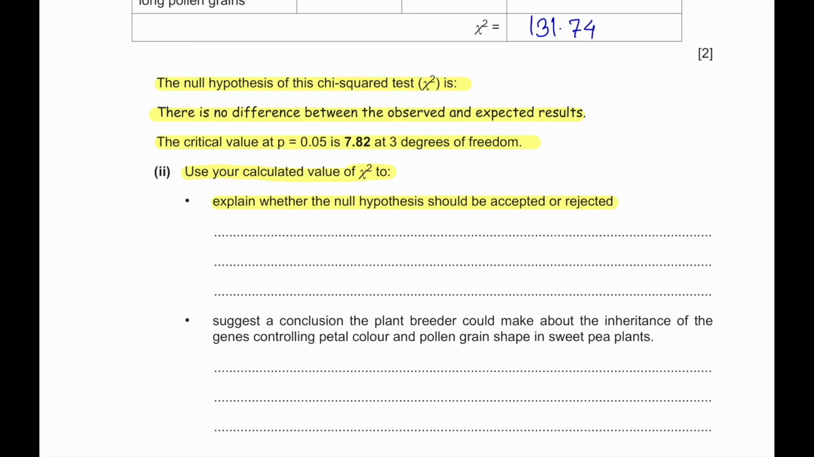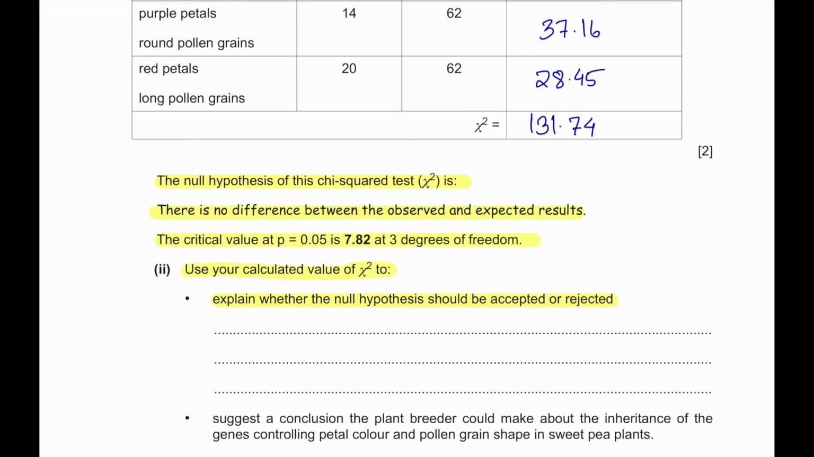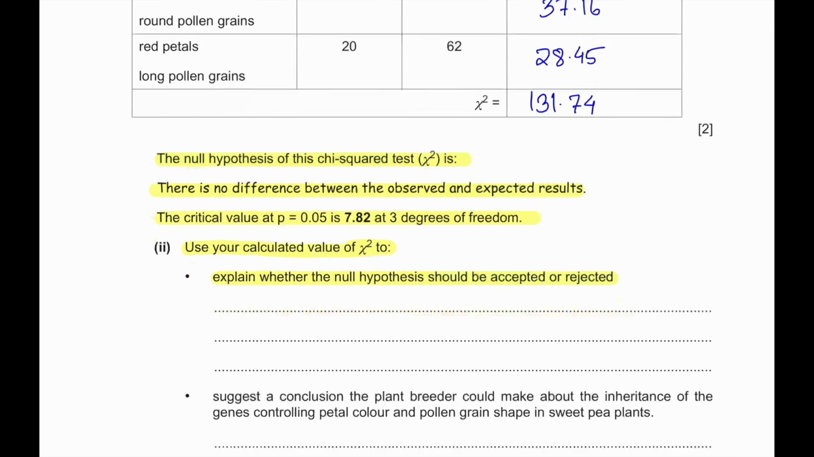Definitely the null hypothesis is rejected. Alright, and why? Because it is greater than the critical value. Our critical value is at 7.82, so definitely rejected.